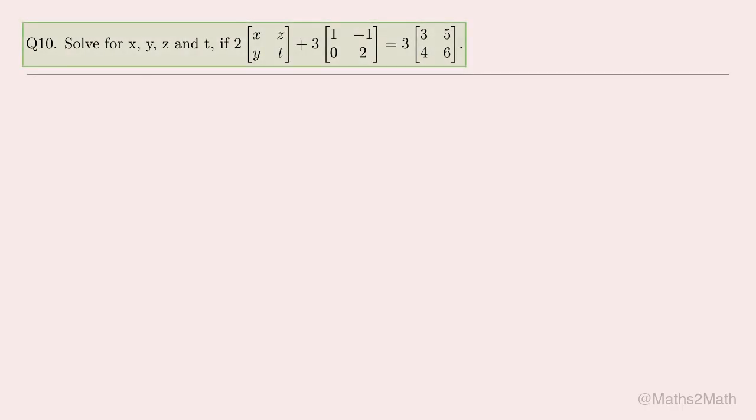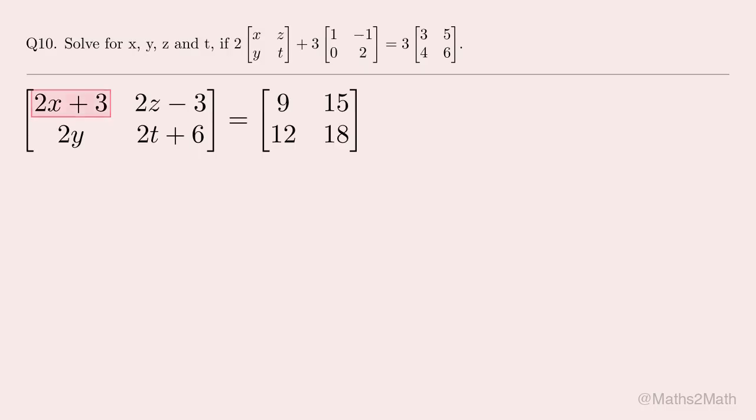Question 10. Same recipe at full scale, 4 unknowns from 4 entries. Everything on the left must equal 3 times the last matrix. Expand both sides. Match the entries one by one. X is 3, Z is 9, Y is 6, T is 6.